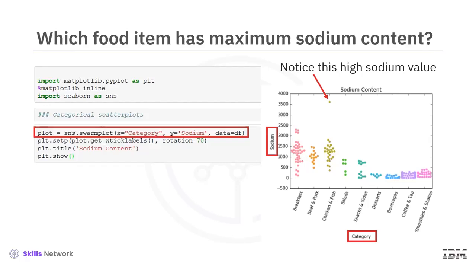The plot shows the sodium values for the different food items by category. Notice a high value around 3,600 for sodium on the scatter plot. We will be learning about visualizations later in this module.